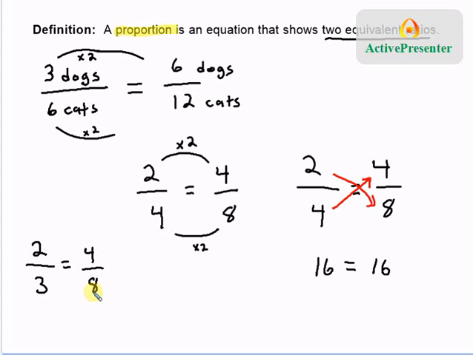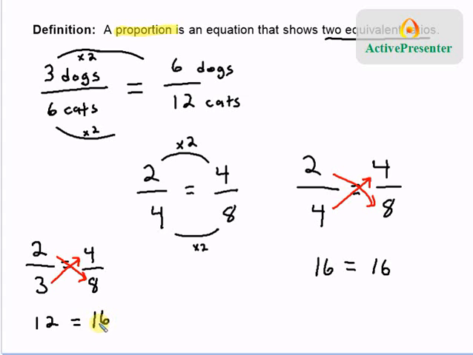3 times 2 is 6. So we know that that would not be a correct proportion. Let's see what happens if we use our cross multiplying. 3 times 4 and 2 times 8 is what we're going to do to cross multiply. 3 times 4 is equal to 12. And 2 times 8 is equal to 16.